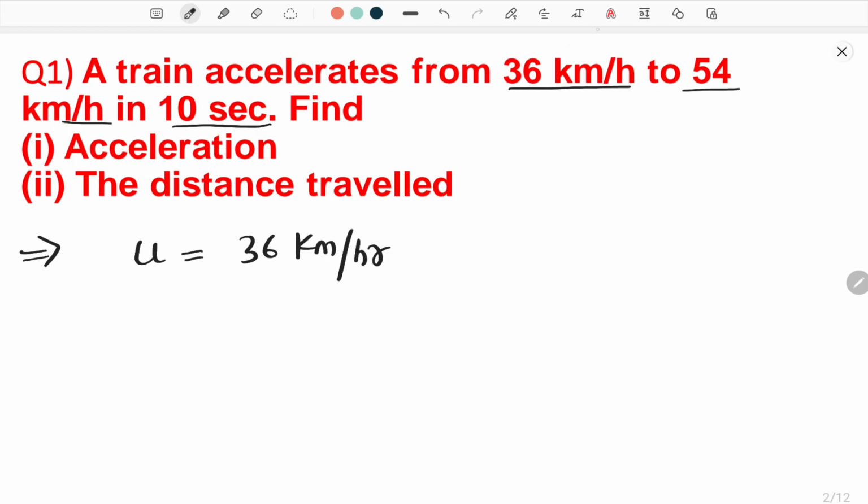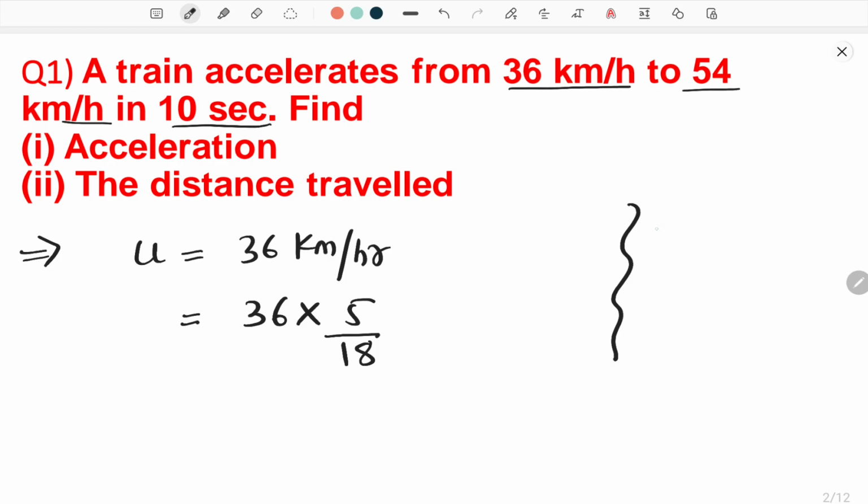Here time is given in seconds, and here the velocity is given in 36 km per hour. It has to be converted into meter per second. Now how to convert that into meter per second? That is 36 into 5 by 18. Kilometer per hour to meter per second, it is into 5 by 18. How does it come? In short, I will tell you sidewise.